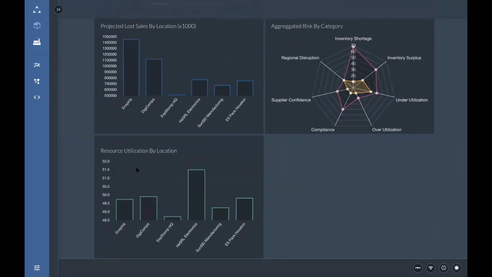We can look at resource utilization by location, because there's always an asymmetry. We may have resources that are underutilized that are adjacent to resources that are overutilized, and just simply by being able to look at things over time in a predictive way, holistically, we can start to see where we may be able to make balances.